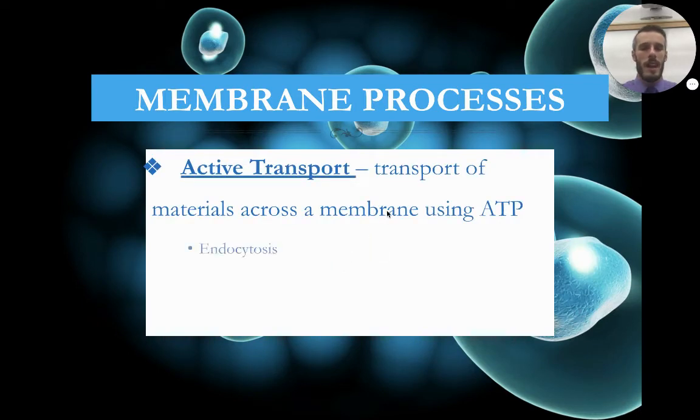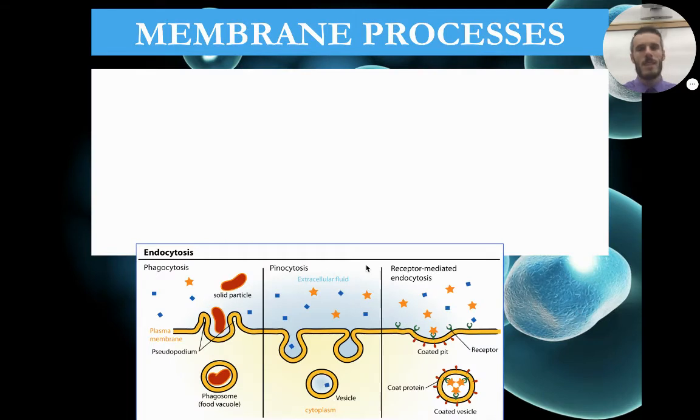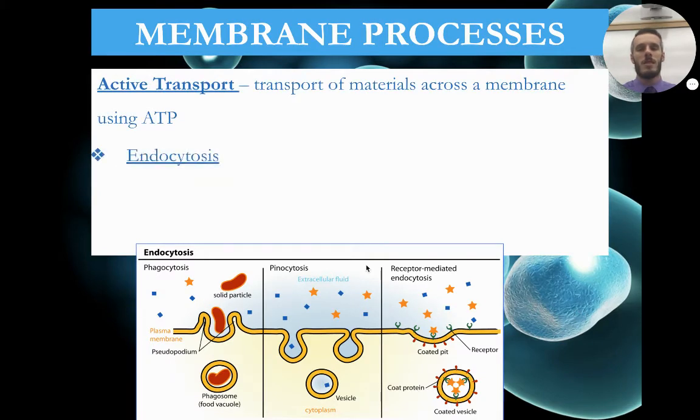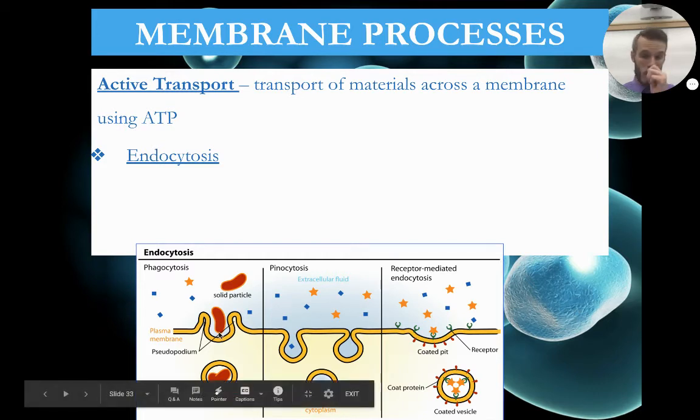All right, now we get to active transport. So this is going to require an input of energy from ATP. So we've got endocytosis, pinocytosis, phagocytosis, and receptor-mediated endocytosis. So endocytosis is just the taking in of something. So it includes all of the other three.